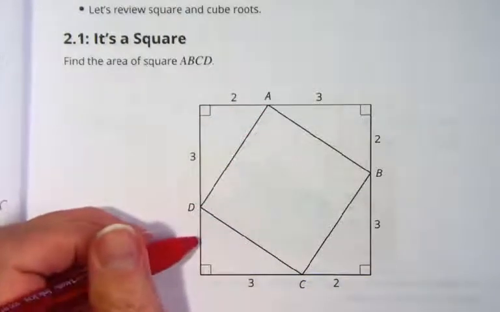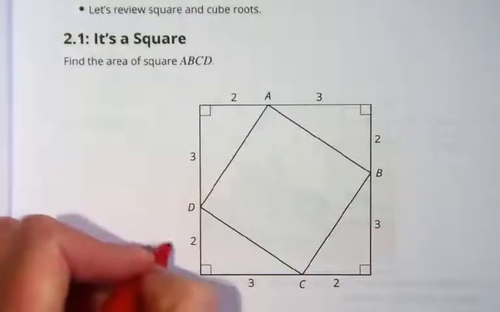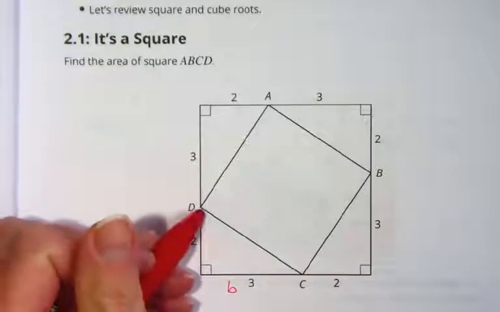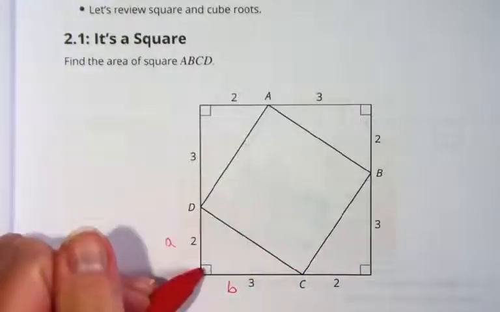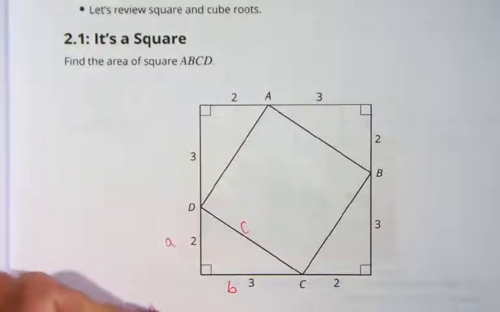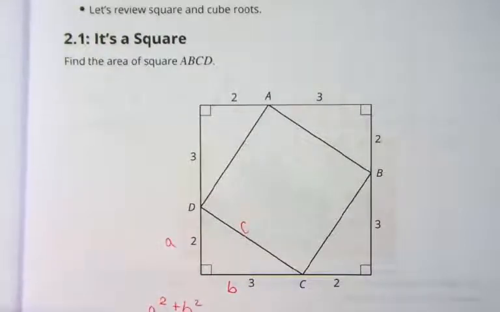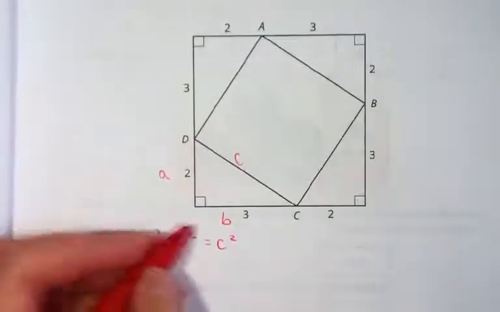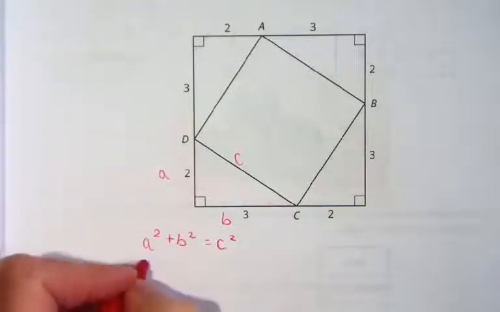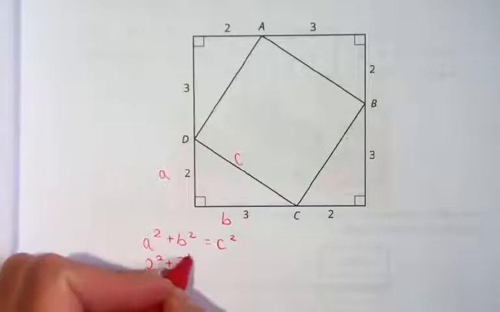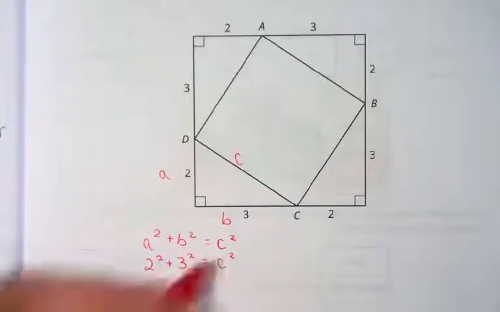If you don't remember the Pythagorean theorem, we have two sides of a triangle that we call A and B, and the longest side, the one opposite the right angle, that we call length C. And A squared plus B squared equals C squared. So in this case, we would have our side A is 2 squared plus side B 3 squared equals our unknown C squared.